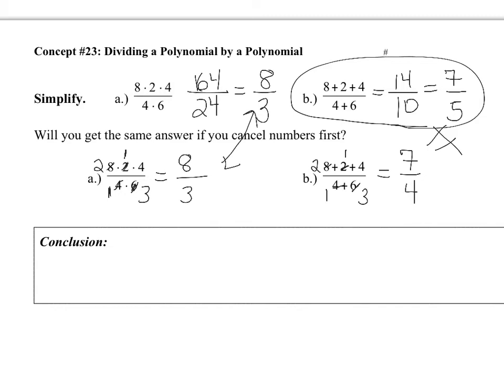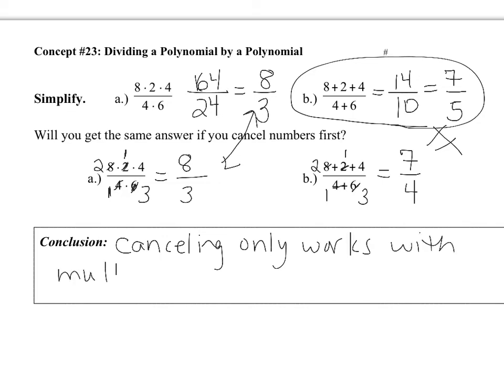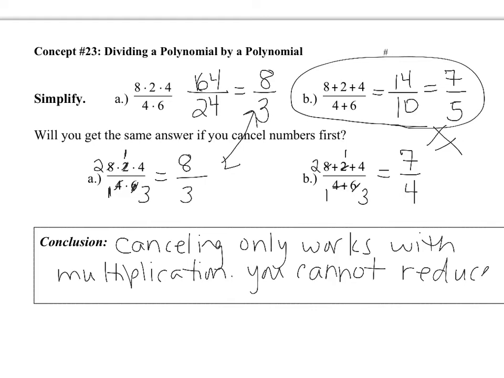Well, I will only get the same answer if it's multiplication on the top and the bottom of the fraction bar. If it's addition and subtraction, we can't cancel. So my conclusion here is canceling only works with multiplication. You cannot reduce between addition or subtraction signs.